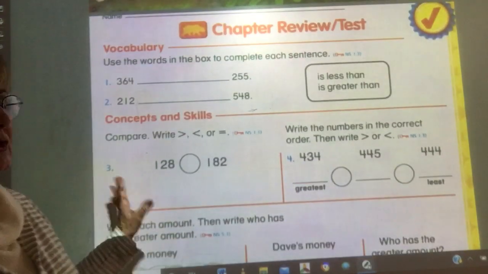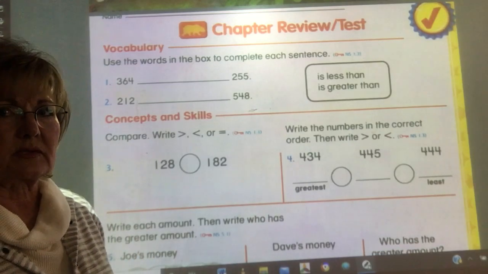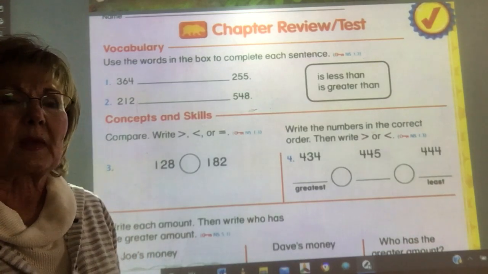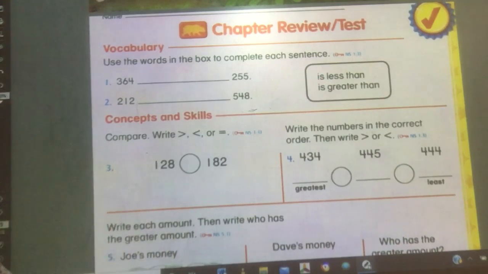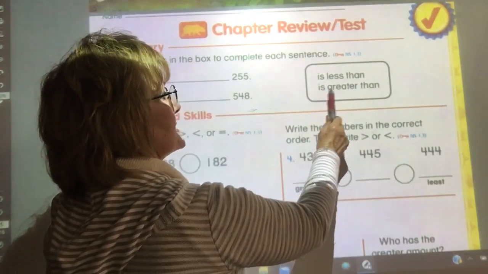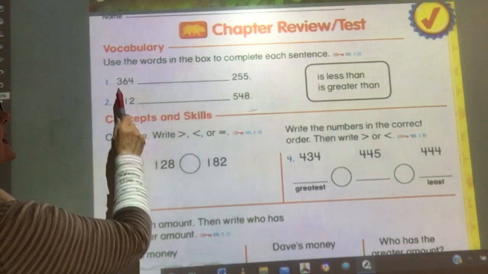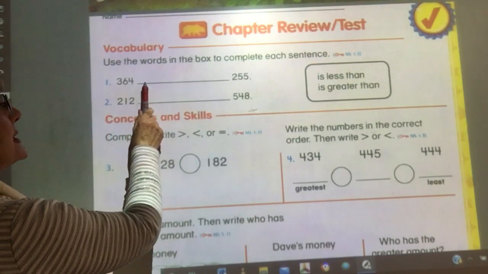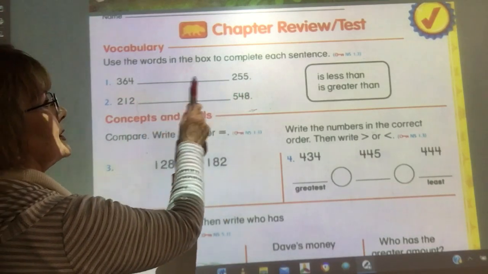I'm going to guide you through it, but I would like for you guys to do the answers on your own, okay? I'm trusting you as good Christian children, to be honest. This says is less than. This says is greater than. So you want to write one of those here. 364 is less than 255 or is greater than.